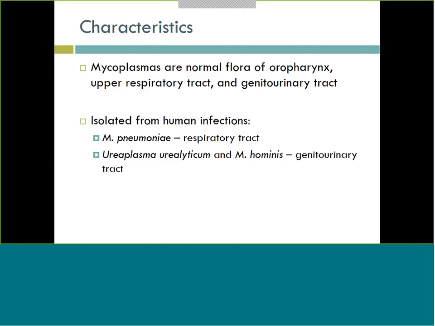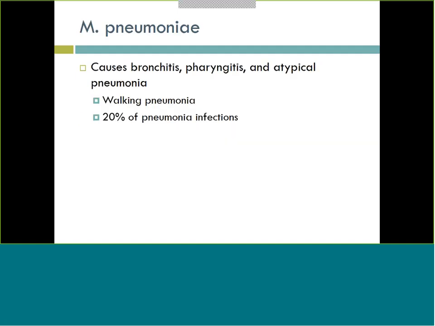So Mycoplasma pneumoniae is probably the more common one out of the bunch, and so obviously this is a pneumonia, so respiratory tract. Ureaplasma urealyticum and Mycoplasma hominis both cause infections in the genitourinary tract. So let's go through these. Mycoplasma pneumoniae is called walking pneumonia. So maybe some of you have heard of walking pneumonia.